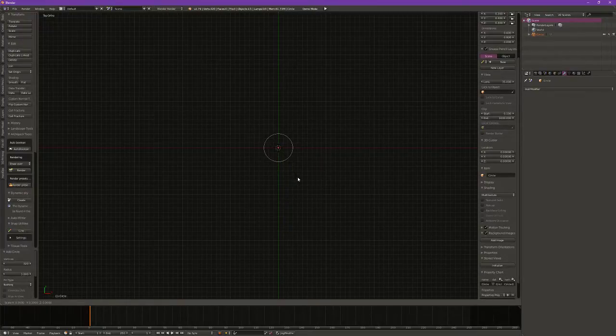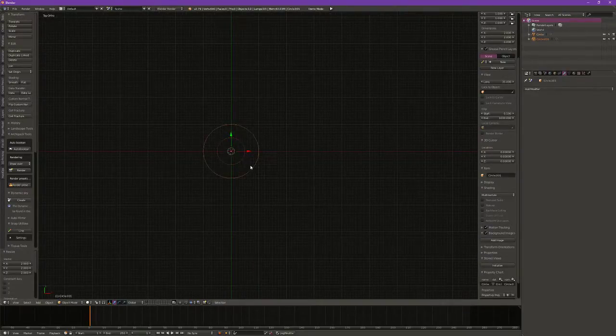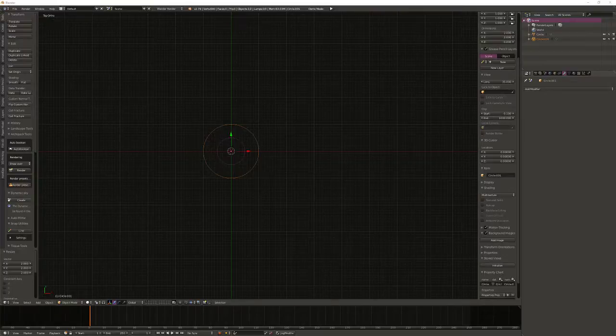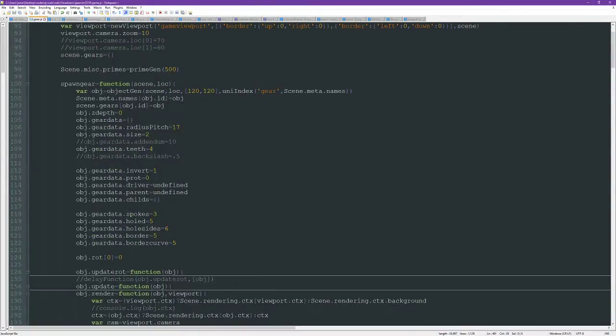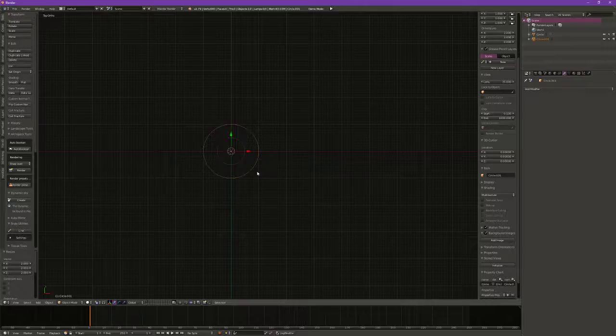1, 2, 3, 4, 5. And then there was another 5. What are my sizes again? So the hole in the middle is 5. Then we have a 5 border around that before we start doing the spoke stuff. We have the outside of the gear, which is the pitch radius. Oh, we have the pitch radius. Look at that.